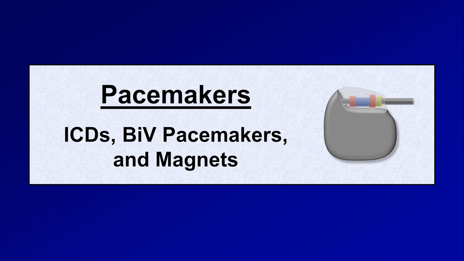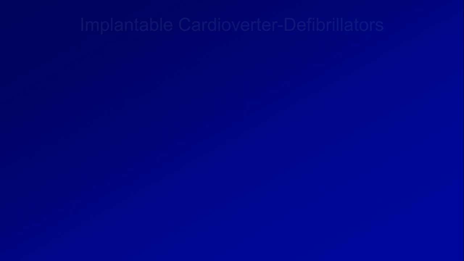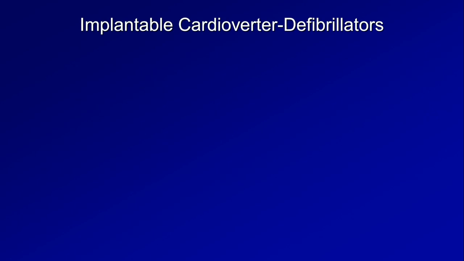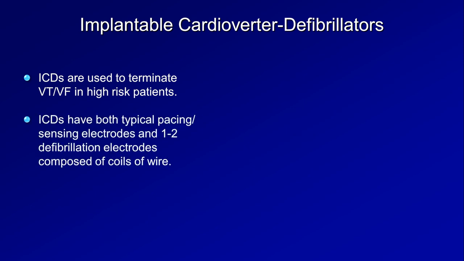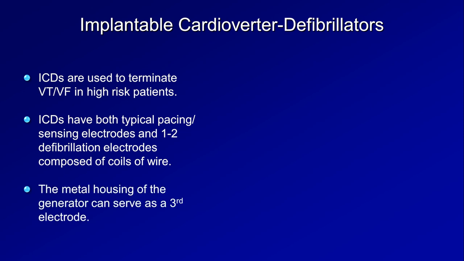This is the third and last video in this brief series on pacemakers. Let's start with implantable cardioverter defibrillators, or ICDs. These devices are used to terminate VT and VF in high-risk patients. They have both typical pacing and sensing electrodes, and 1 to 2 defibrillation electrodes composed of coils of wire. The metal housing of the generator itself can serve as a third electrode.